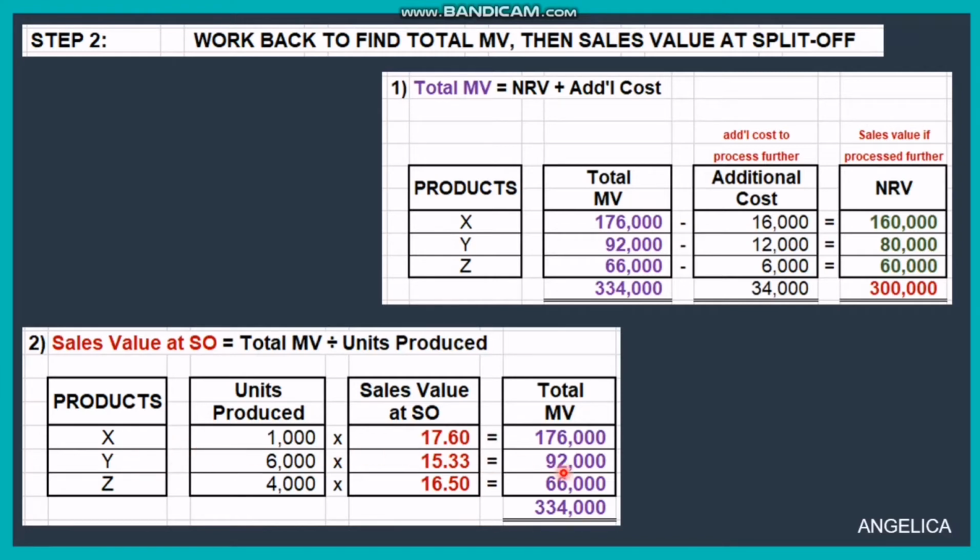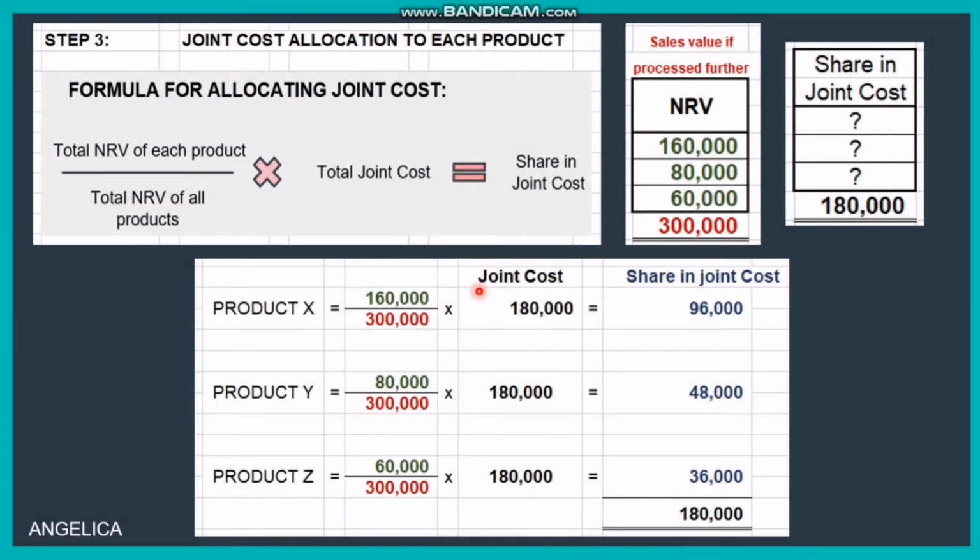For product Y, 92,000 pesos divided by 6,000 units produced is equal to 15 pesos and 33 cents. For product Z, 66,000 pesos divided by 4,000 units produced is equal to a sales value of 16 pesos and 50 cents. Now, the last step is for us to allocate the share in joint cost of the three products.